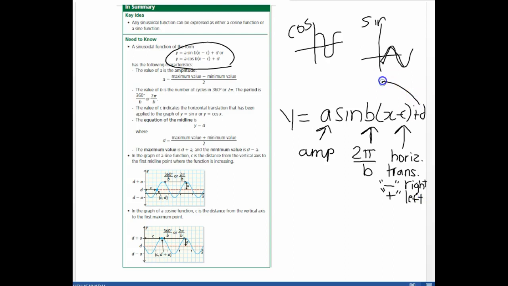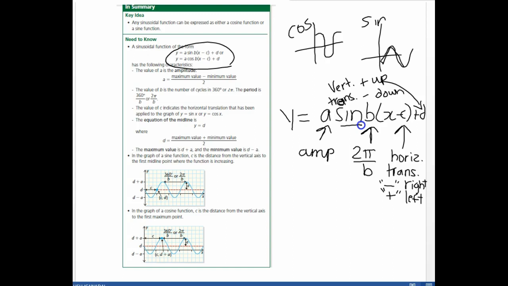And d is the only other piece, and it's a vertical translation, meaning it's moving up or down. If it's positive, it moves up, and if it's negative, it moves down. Okay, so that's what all the equation means. And it means the same if it was cos too. So if this was cos right here, all these pieces still mean the same, so we don't need to write it again.